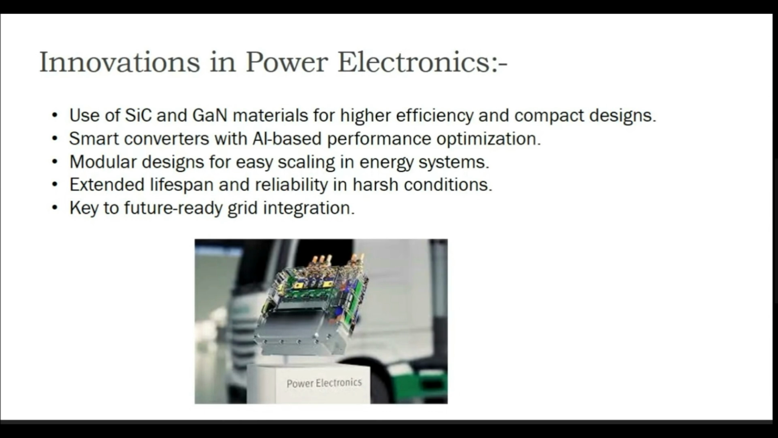And many smart converters have come in, which are IoT based, AI or machine learning based systems. So nowadays, these buzzwords of IoT, AI, and ML are used for controlling the converters so that it is automatic. As we said, it takes its action by itself. And many other innovations are being done with modular designs and for increasing the lifespan of the systems.